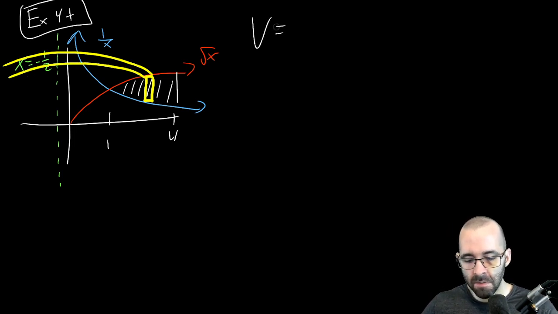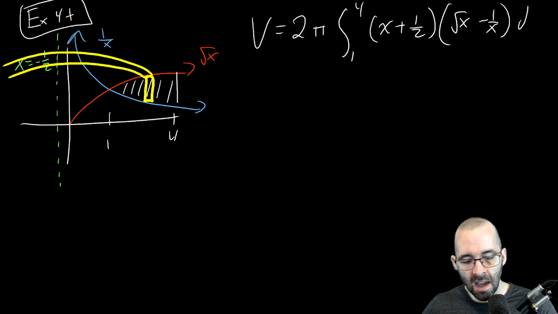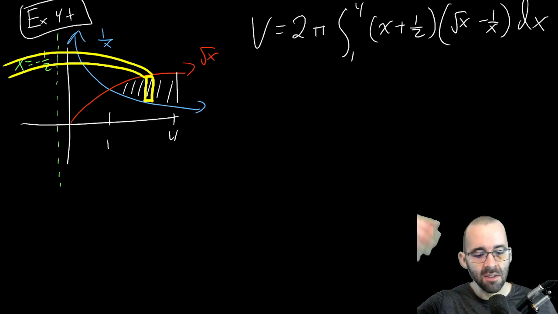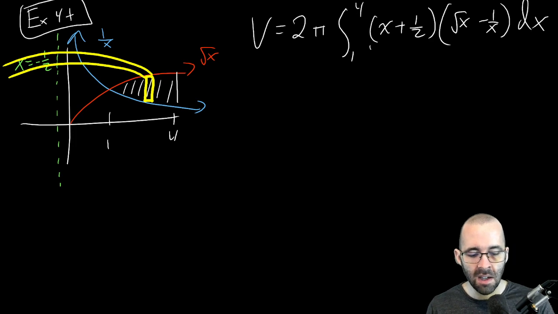So you'll get your volume is 2 pi times the integral. X is still going from 1 to 4. The radius is no longer x anymore. It's x plus an extra half. And the height is no longer f. The height is the difference between the square root of x and 1 over x. So you can really add as many layers to this as you want. And this is going to be annoying to evaluate. You're going to have to FOIL this and then use the power rule, but not that bad.